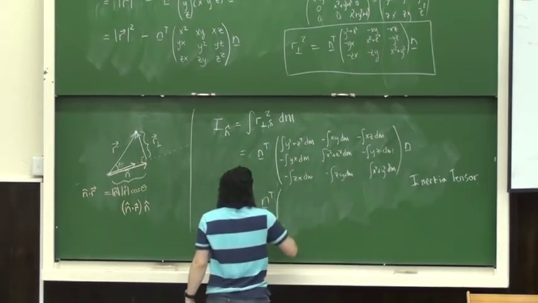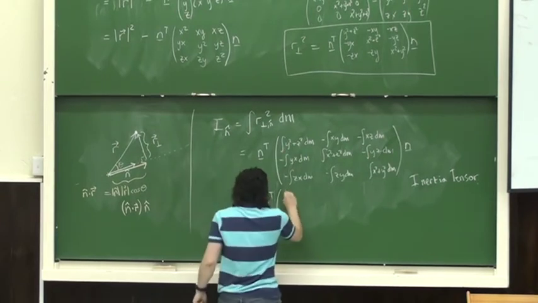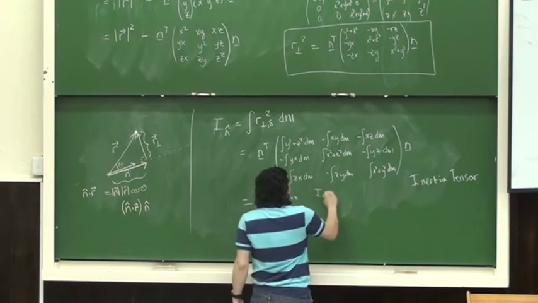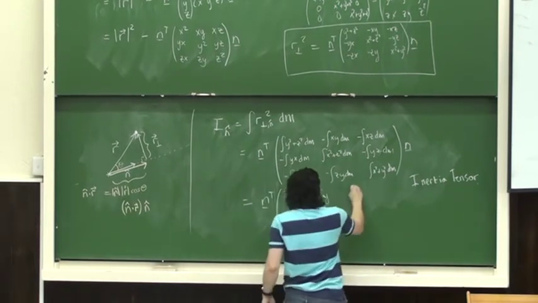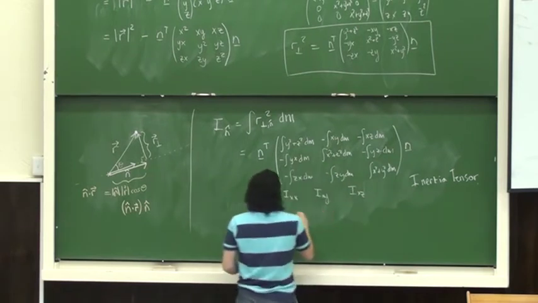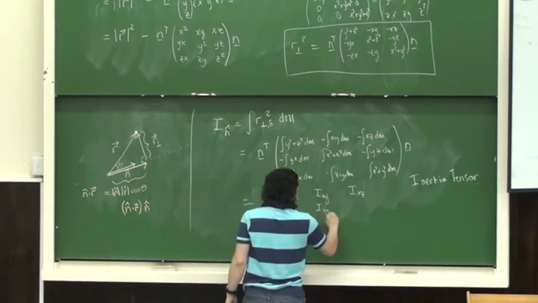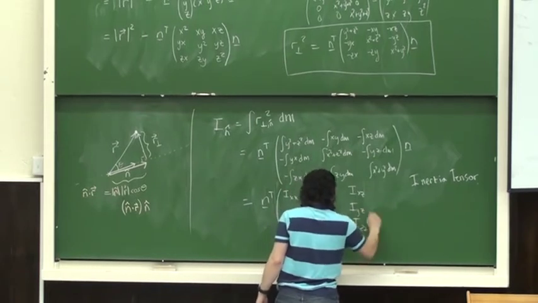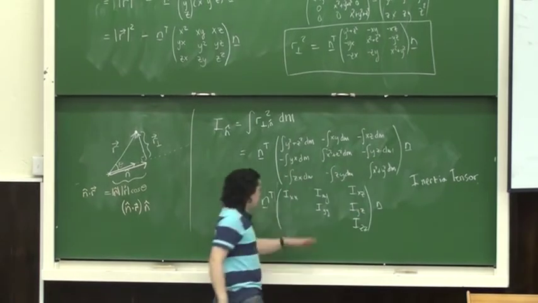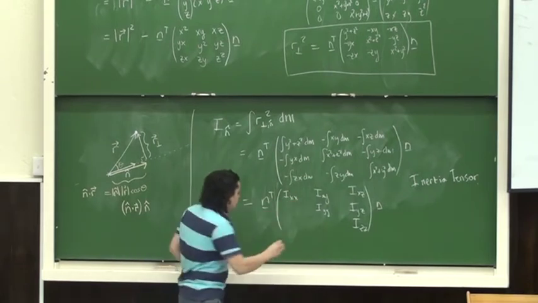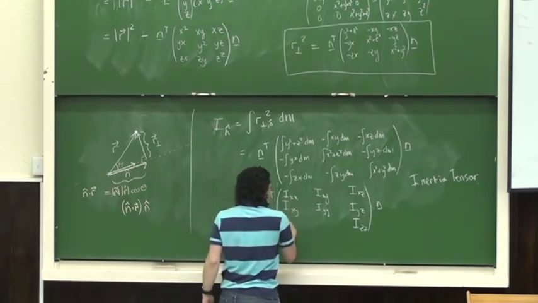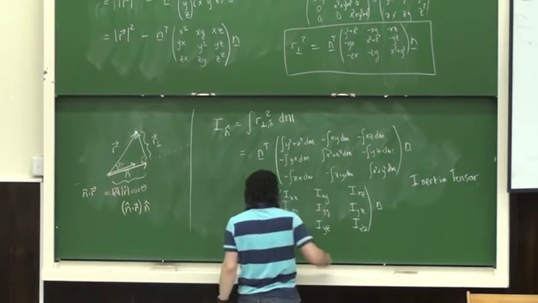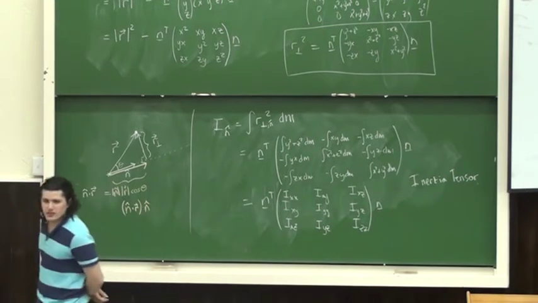N transpose, and we call this thing here Ixx. We call this one Ixy. We call this one Ixz. We call this one Iyy, Iyz, and Izz. Right, and now the others are just mirrors of them. This is still Ixy, this is still Ixz, this is still Iyz. So it is a symmetric matrix.